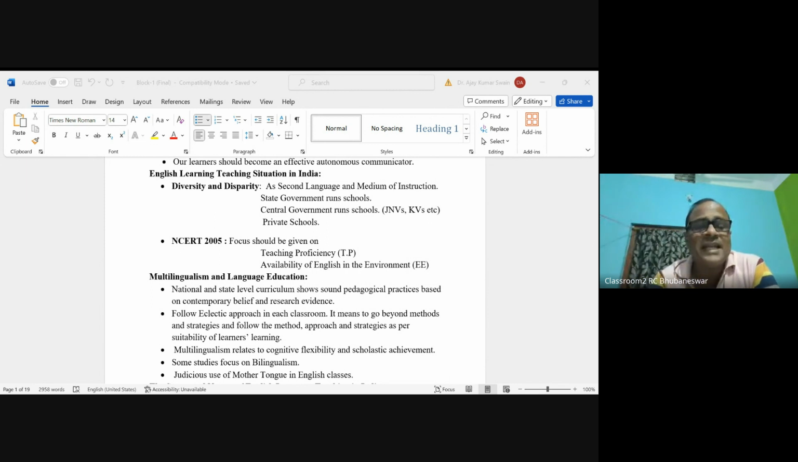Similarly, the national and state level curriculum can be prepared as per research evidence and contemporary belief. Nobody can act on personal wish. There must be evidence. Basing on that evidence, basing on that proof, steps should be taken for implementation. Follow the eclectic approach in the classroom.